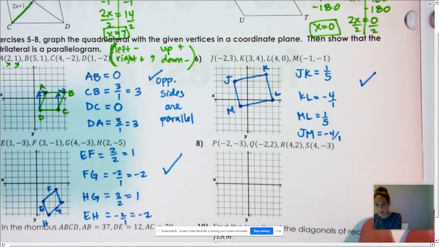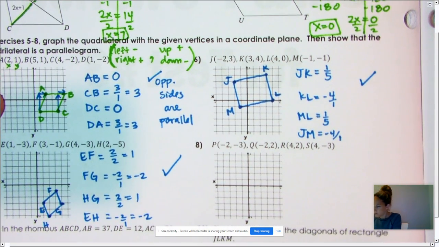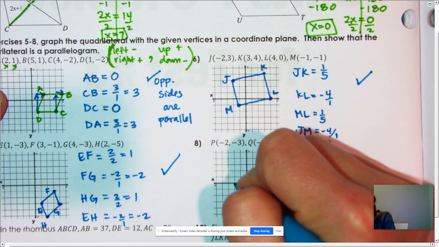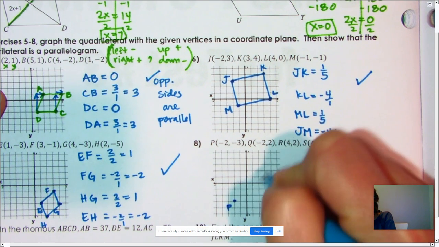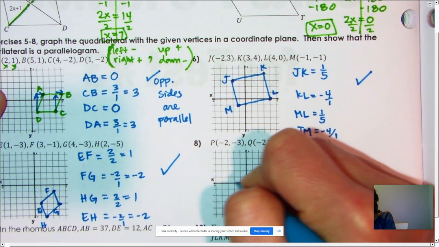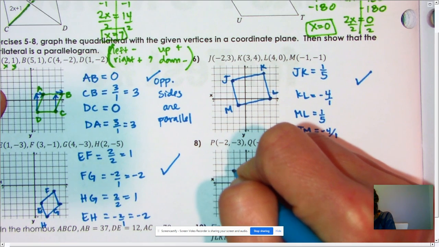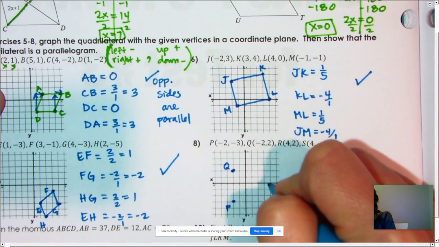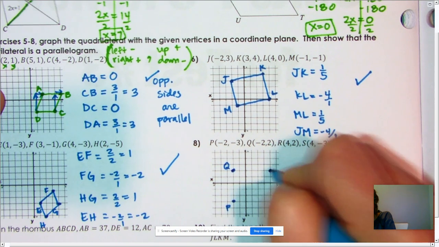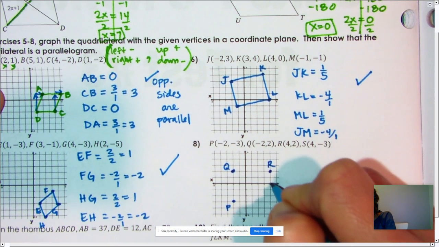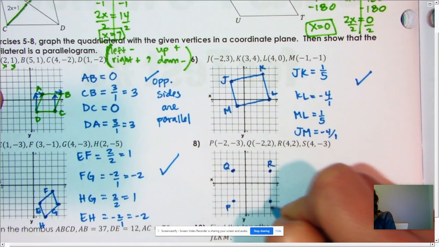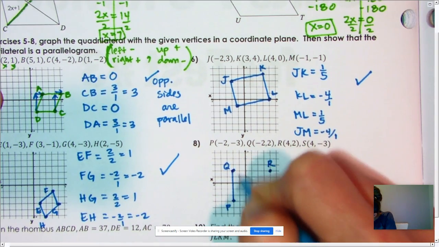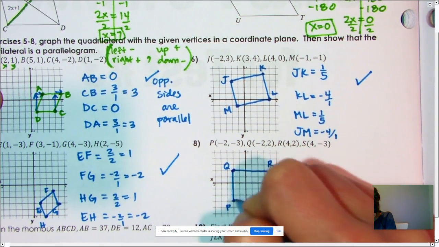I'm going to plot those really quickly. So for P, we're at -2, -3. For Q, we're at -2, +2. For R, we're at 4, 2. And S, we're at 4, -3. All right, this one's even easier because we don't even have to count.